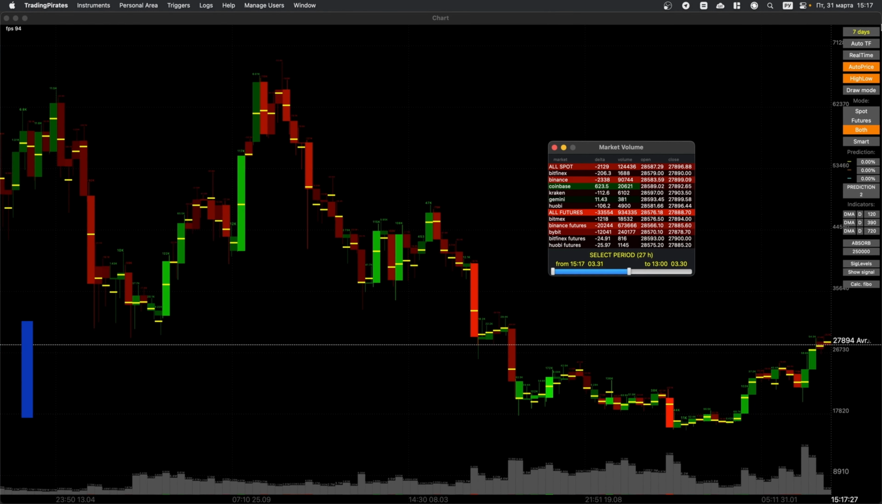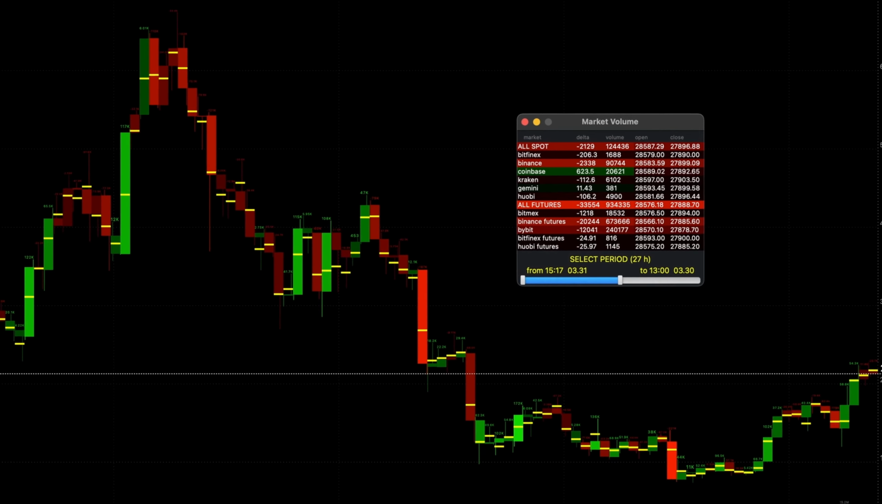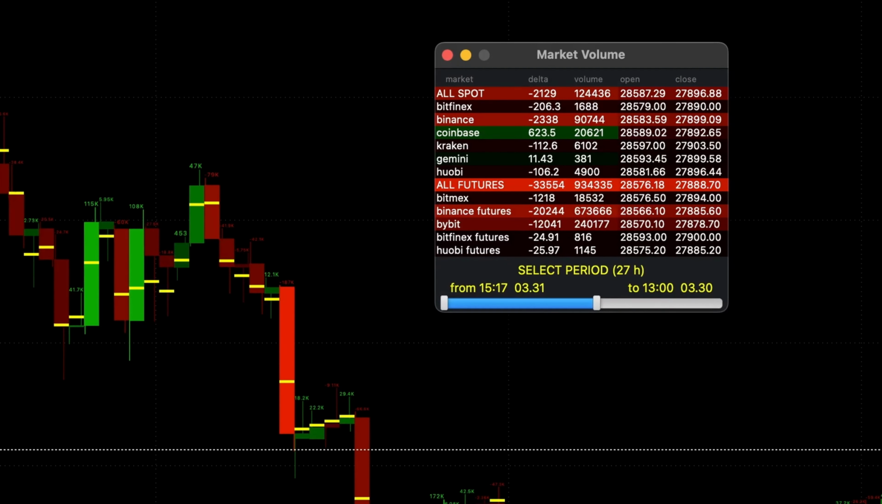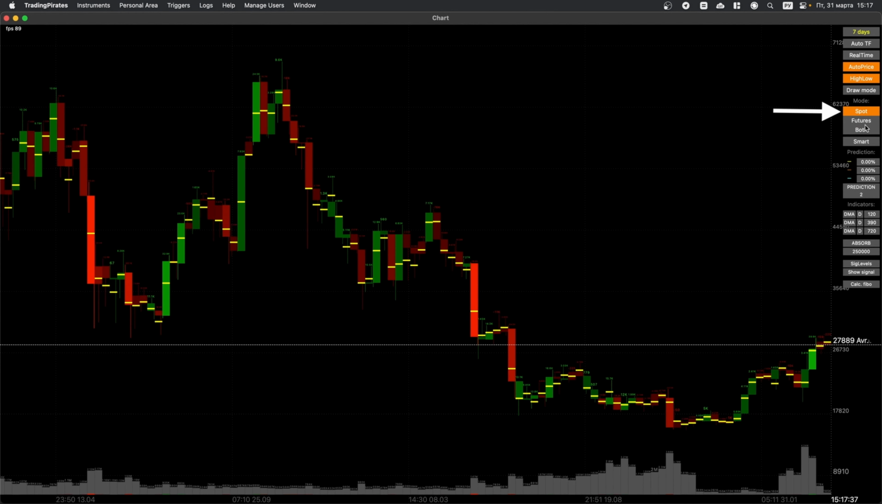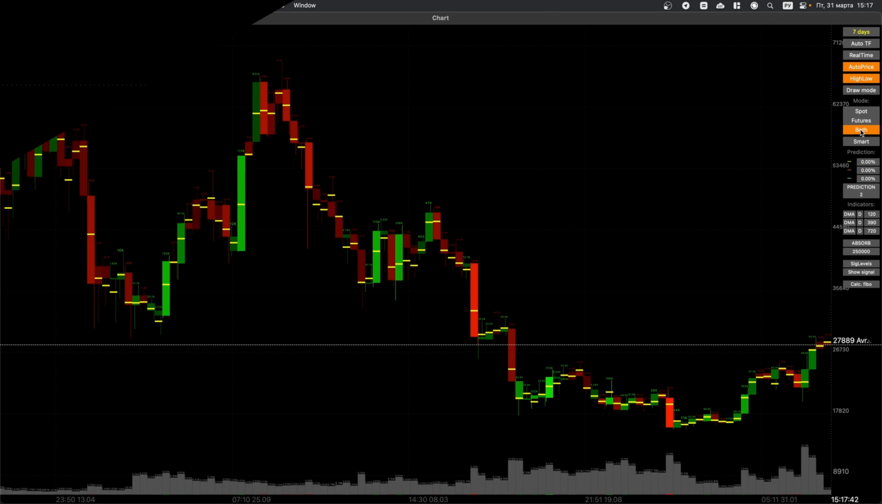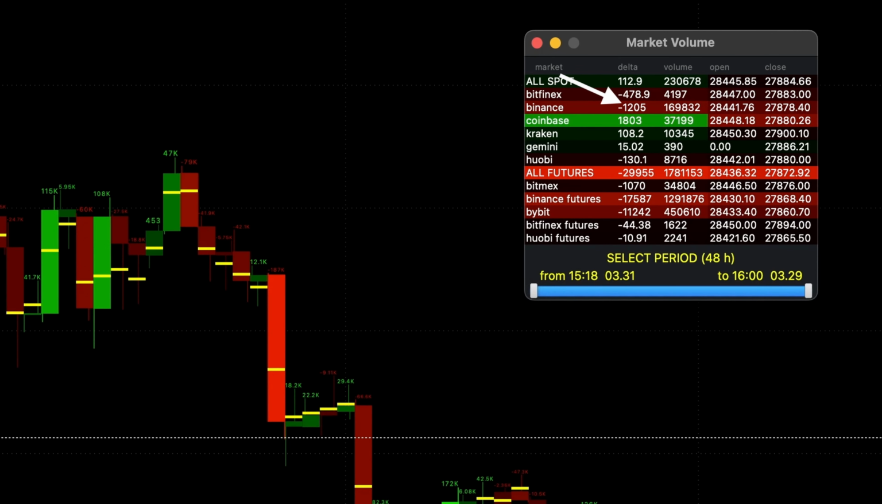Aggregated volume. On our chart you see not just any individual exchange, but the entire market. Delta and volume of candles are formed on the basis of many exchanges. You can view the status of the spot or futures separately, or combine them together. Why is it important? For example, there may be sales on one exchange. On the other hand, there are purchases.